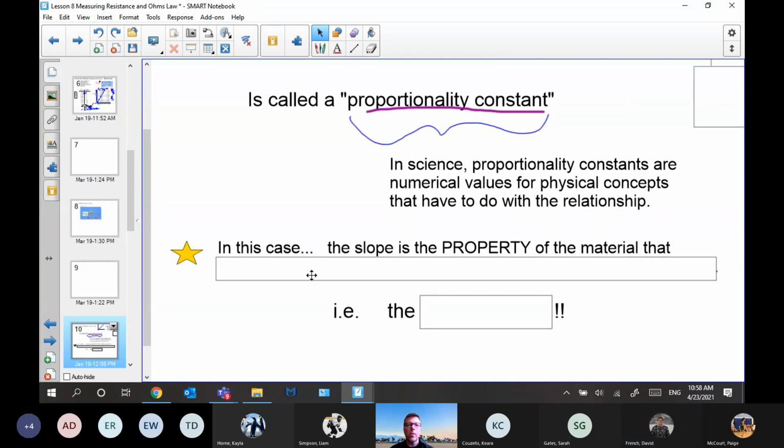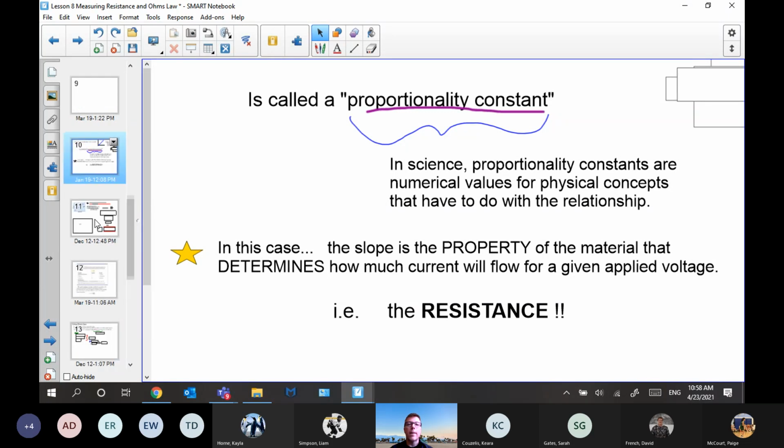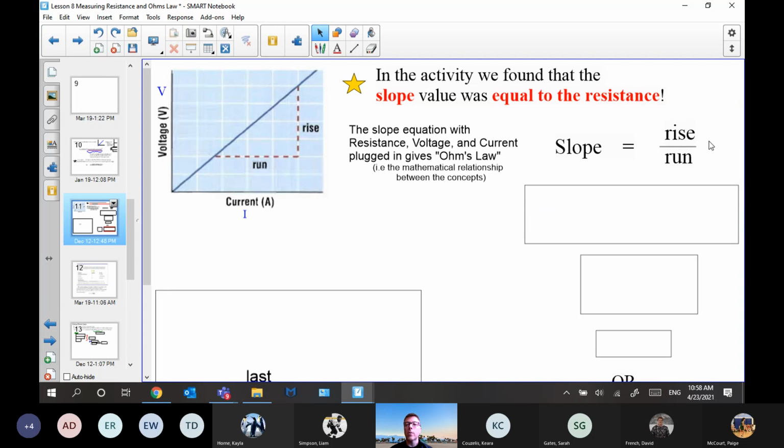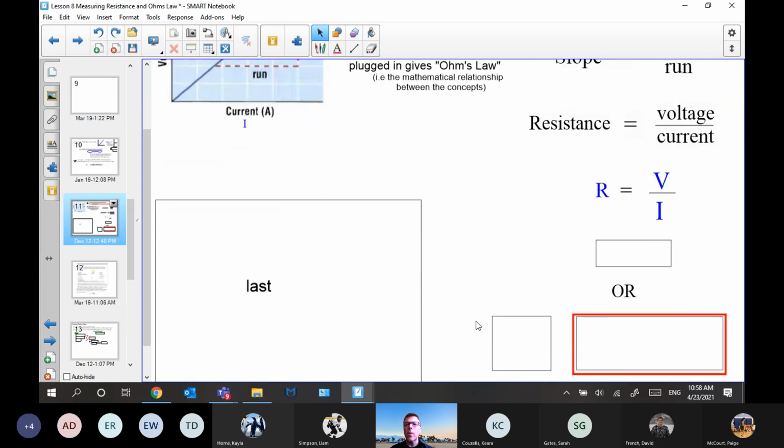So in this case, the property of the material we're talking about is resistance, right? So we're saying in this case, it's the property of the material that determines how much current will flow for an applied voltage, as I was saying. So it's the resistance. So that actually gives us the ability to make an equation nice and easily. We're like, well, slope equals rise over run. And, in this case, I would actually still just have slope here usually. But we talked about how we know that it's resistance. So I guess I could have that there at that point. And we know rise over run is voltage over current.